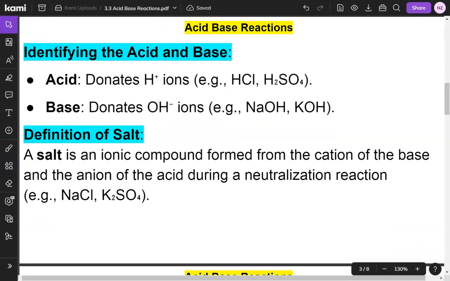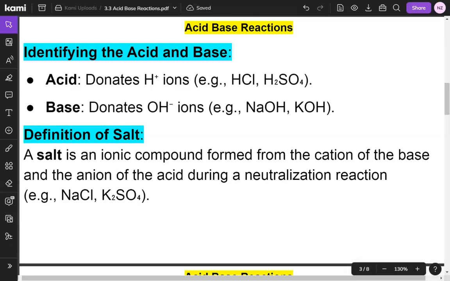Well, what's an acid and a base? Well, in simple terms, an acid is going to be donating a hydrogen ion to our water, and our base is going to be donating a hydroxide ion to our water. Okay, so the hydrogen from the acid and the hydroxide from the base will combine to form water.